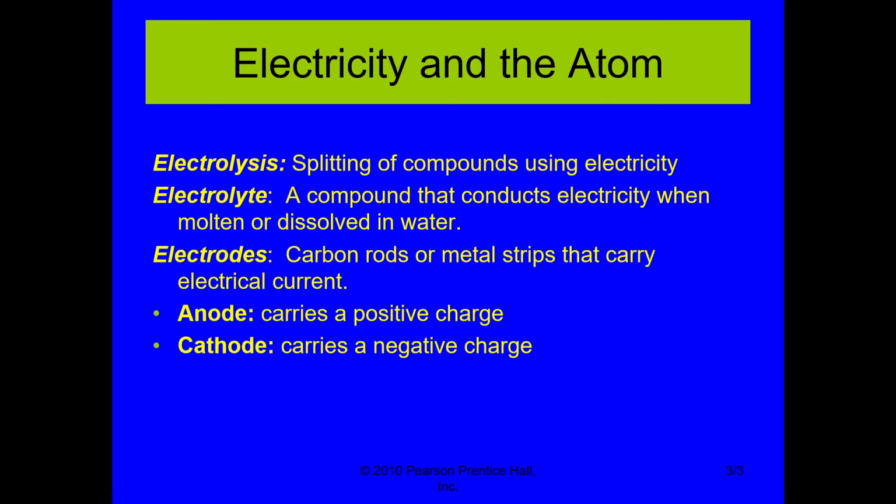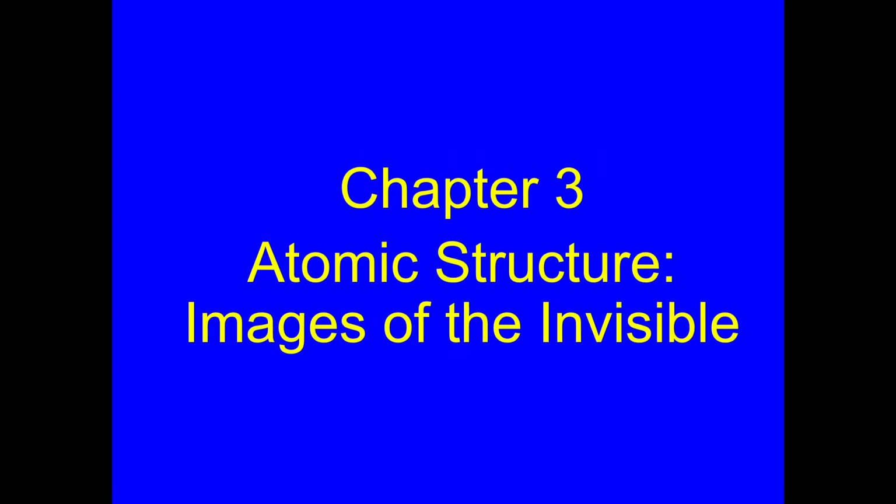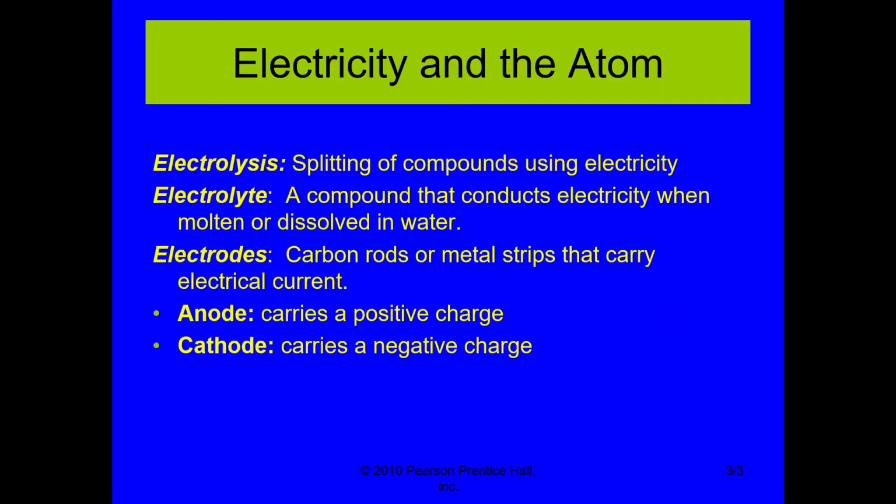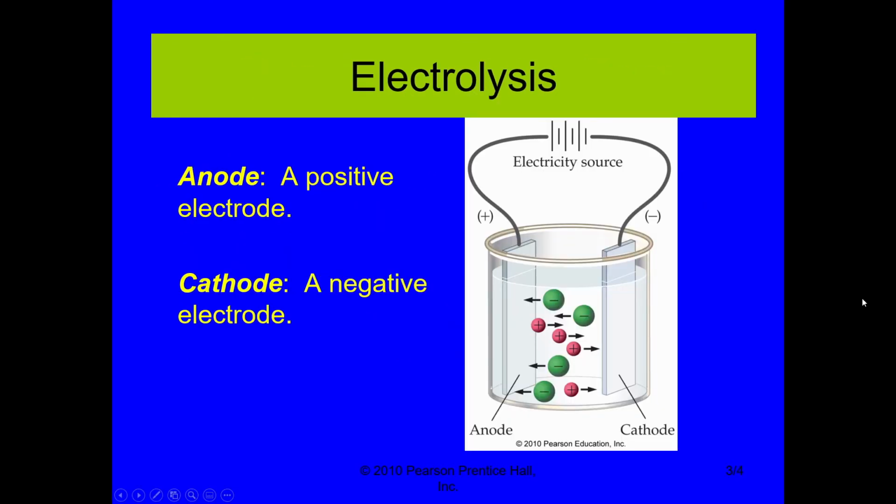Finally, we have an anode and a cathode. An anode will carry a positive charge when it's in solution, and a cathode will carry a negative charge when it's in solution. In this schematic, we have an electrolysis apparatus.